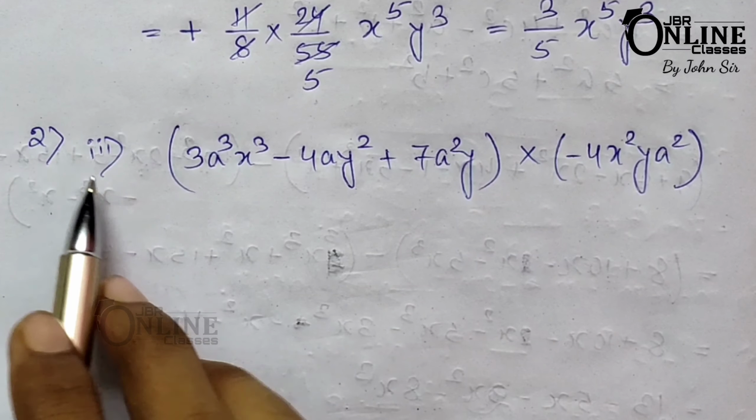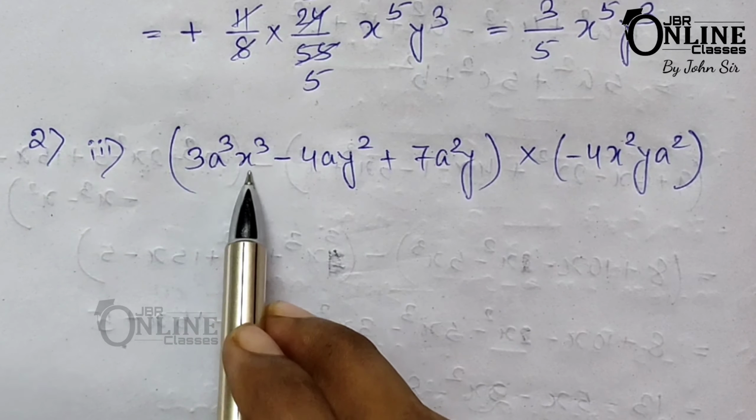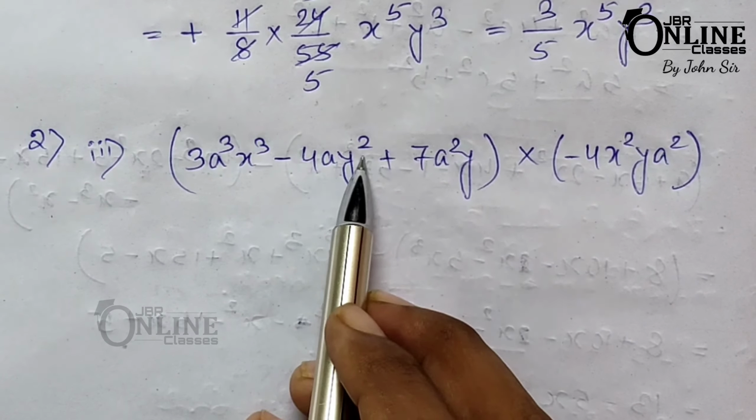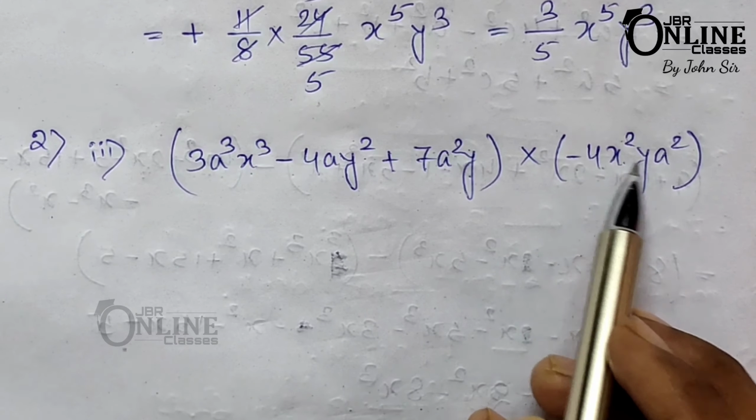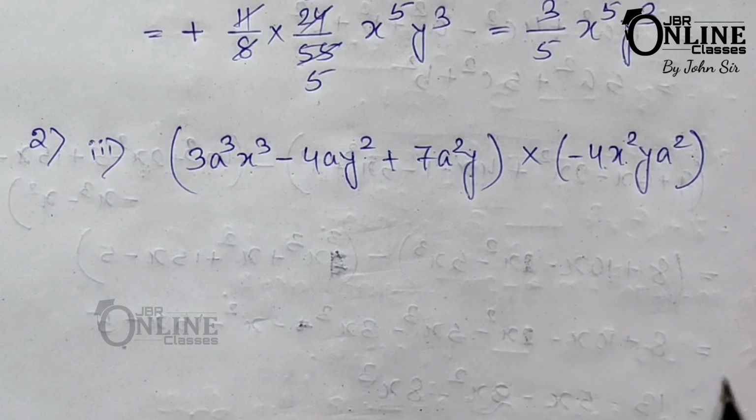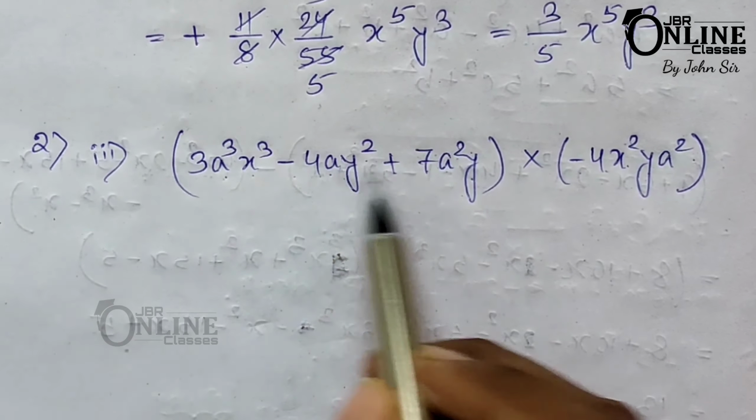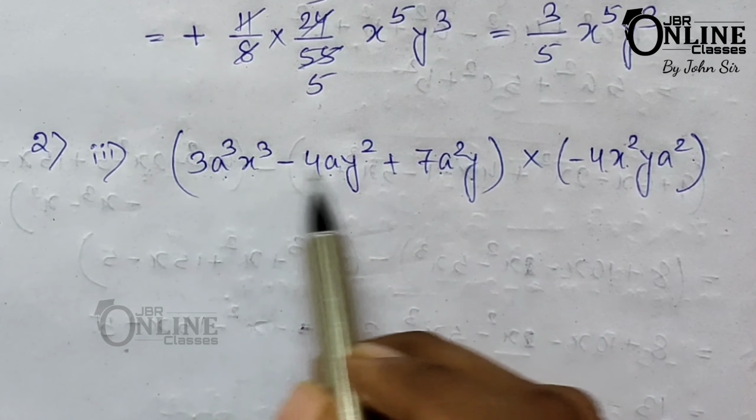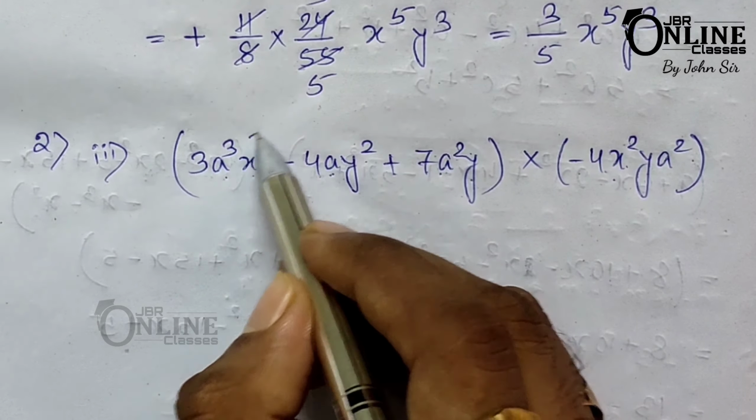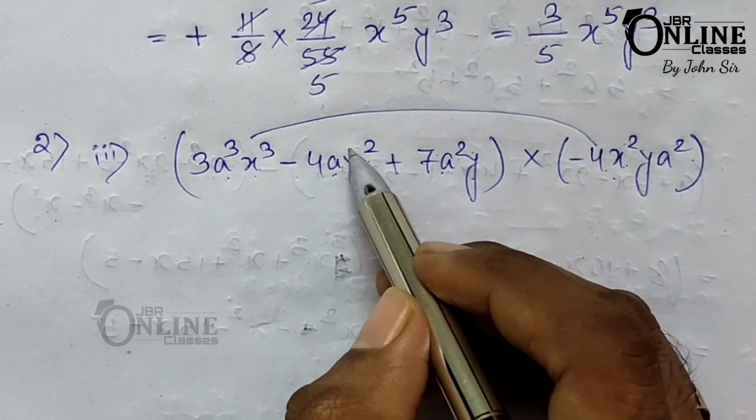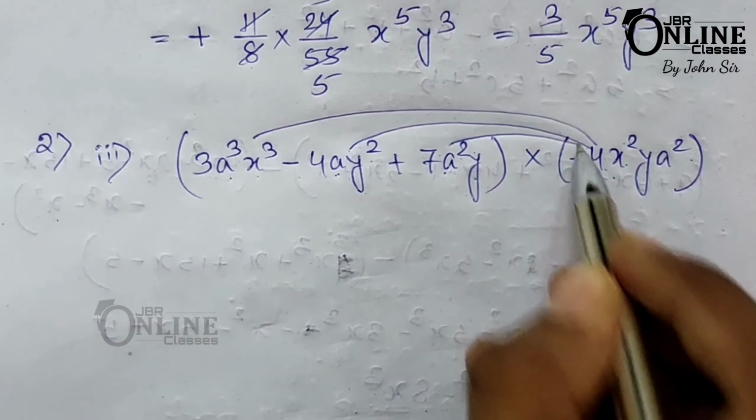Now sum number 2. In sum number 3, you have to multiply 3a x cube minus 4ay square plus 7a square y with minus 4x square y square. Okay, so in that case, that means you have to multiply these three terms separately with these terms. Okay, that means first you have to multiply these two, then you have to multiply this one with this one, and then again you have to multiply this one with this one.